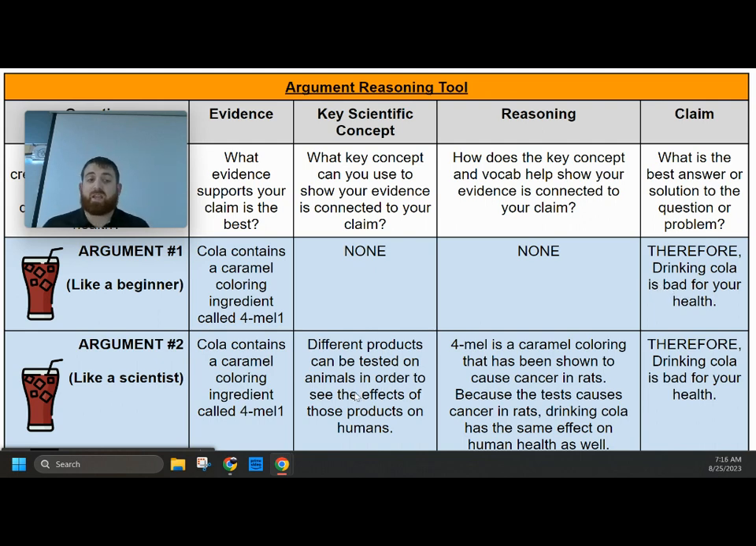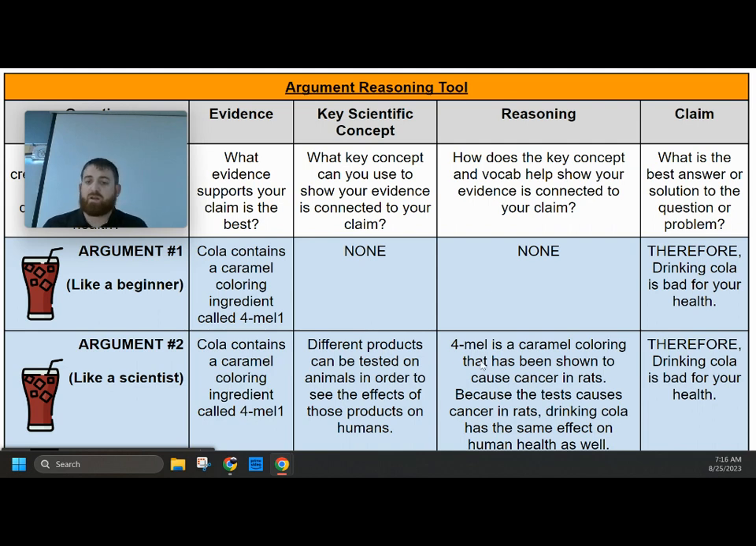Let's look at how we can add a key concept and reasoning to make this a stronger argument. Cola contains a caramel coloring ingredient called 4-ML. One key scientific concept that many scientists know is that different products can be tested on animals to see the effects those products have on humans. For example, if something we eat or drink is given to an animal and it has a bad or a positive effect, that could also happen to humans.